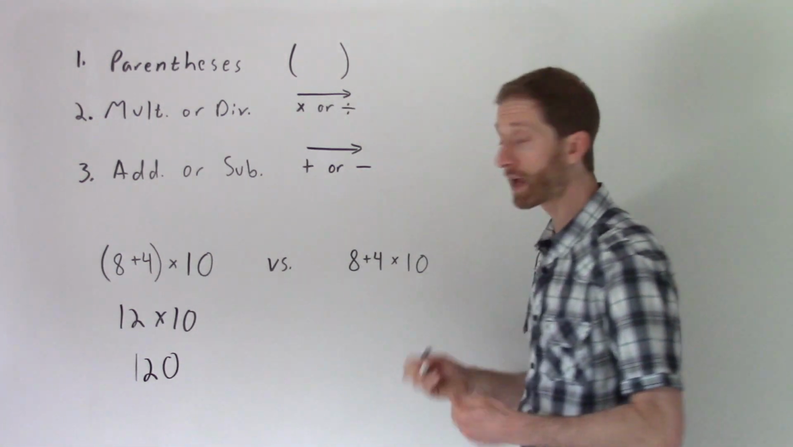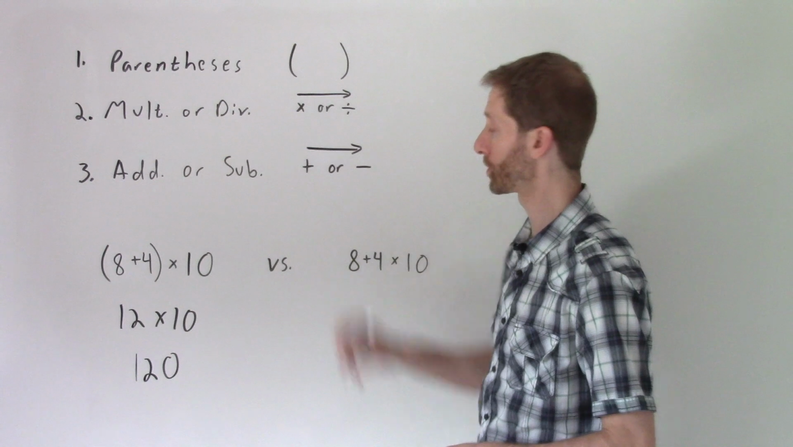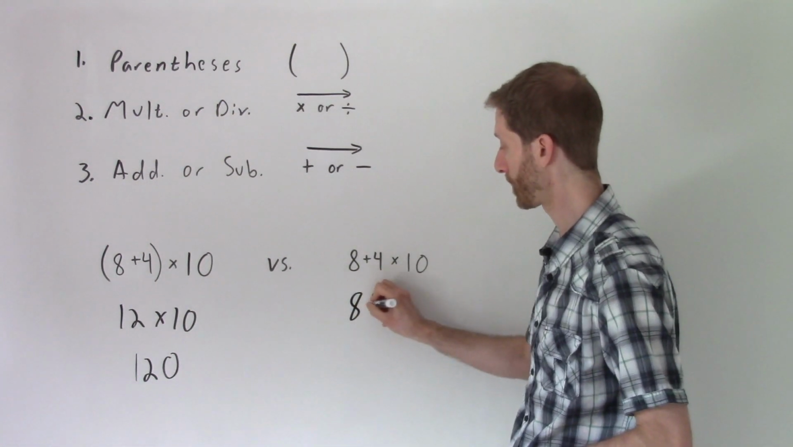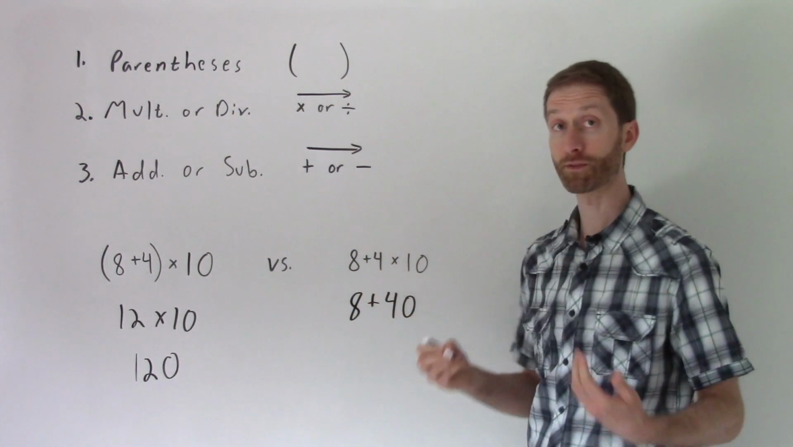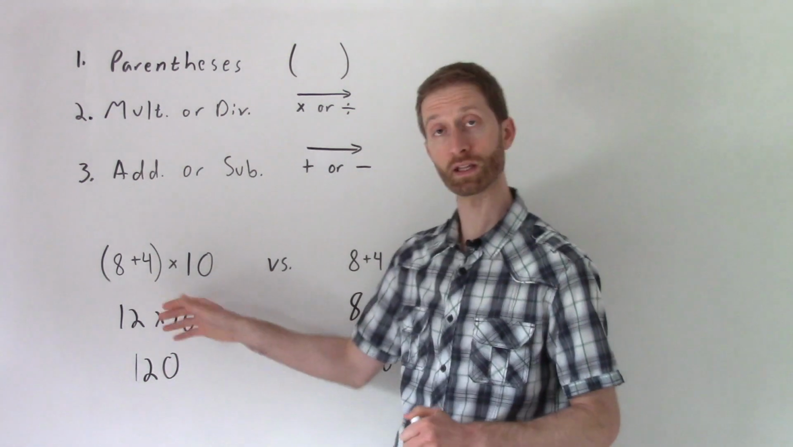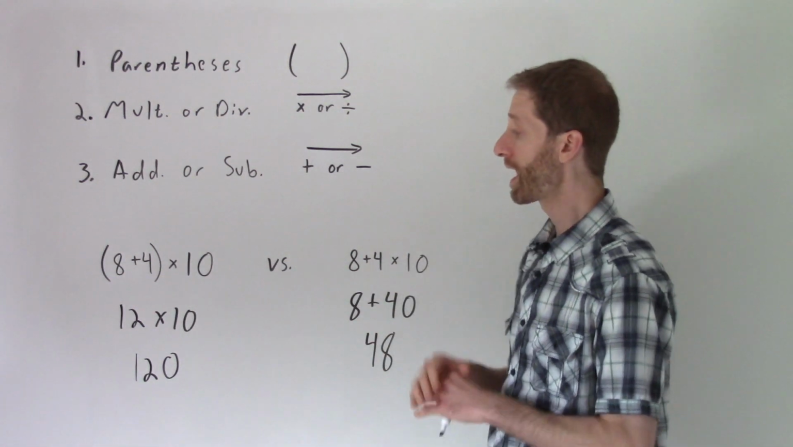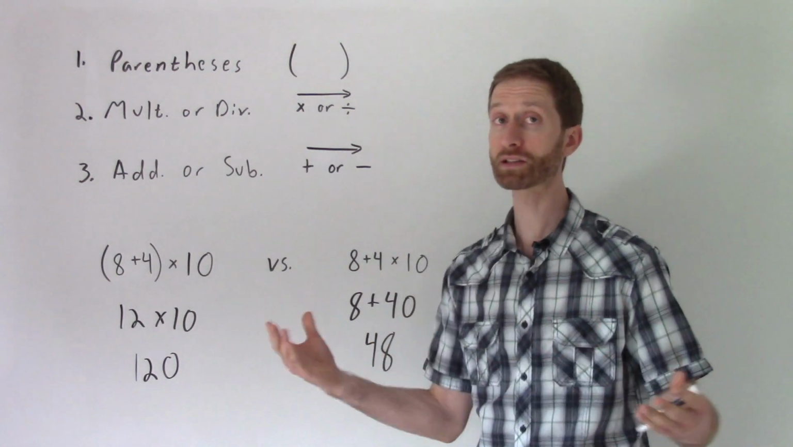Now, had we not had parentheses, let me just show you what happens. Not having parentheses and just doing multiplication or division first yields 8 plus 40. And then from there, that's 48. That's a big difference with dealing with those parentheses or not dealing with those parentheses. And so parentheses have a drastic impact on the problem and thus come first.